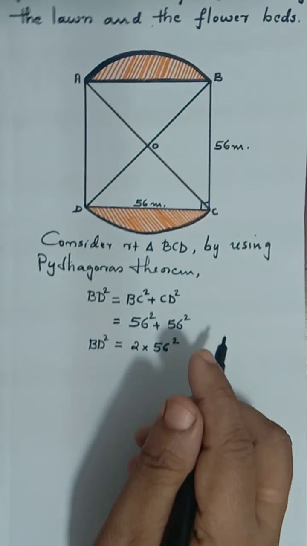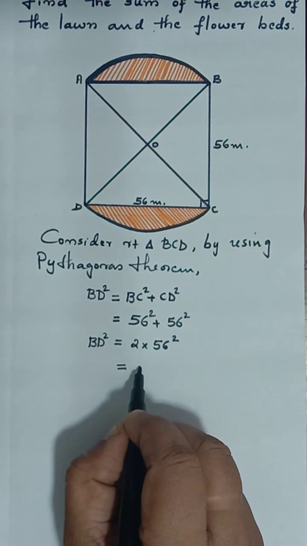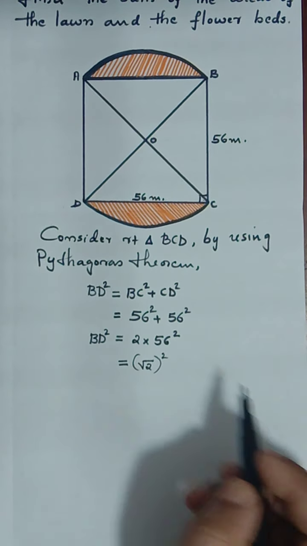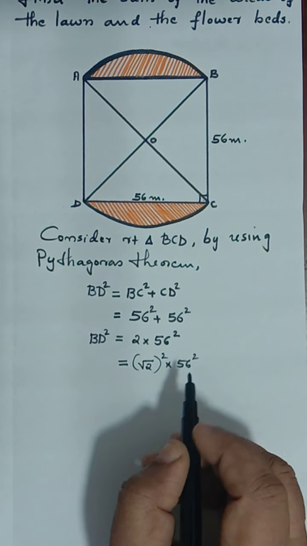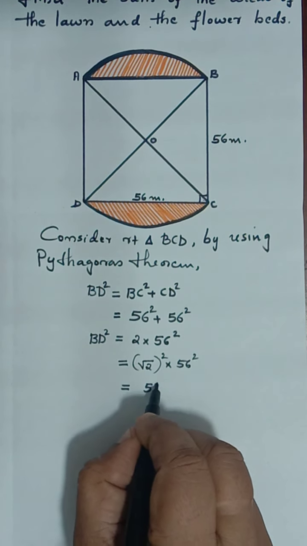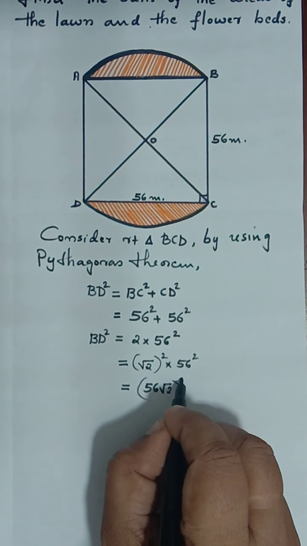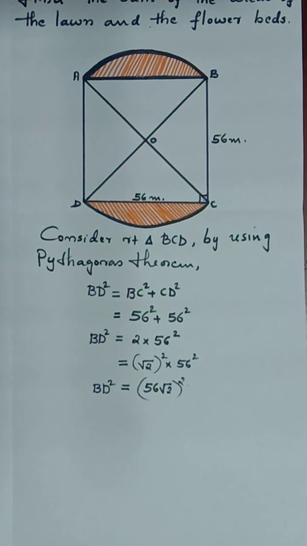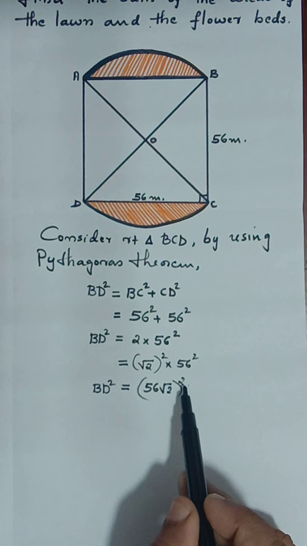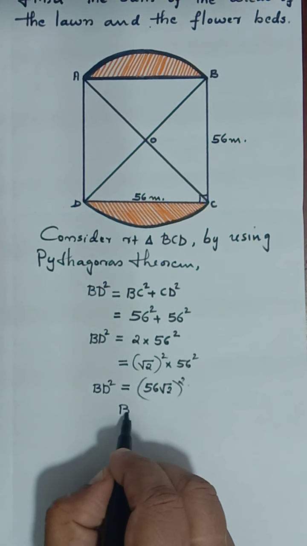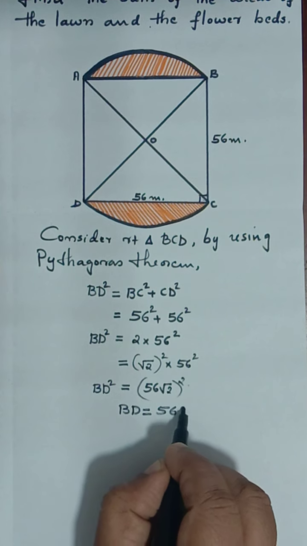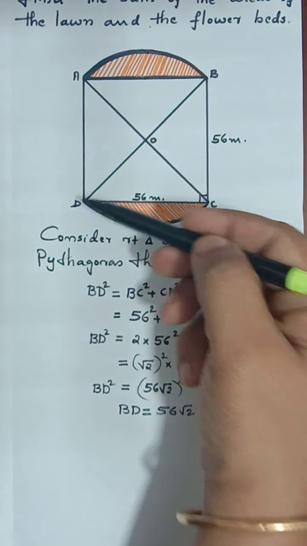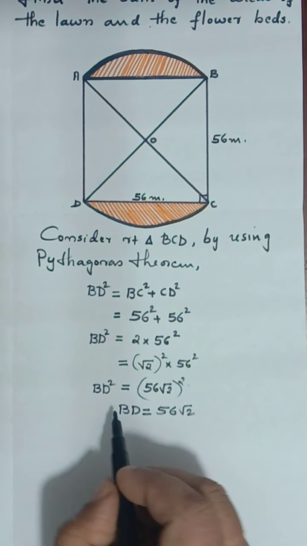Again we can simplify. The 2 can be written as root 2 square into 56 square. So this is equal to 56 root 2 whole square. So BD square is equal to 56 root 2 whole square. Both are having squares, so putting it together, what is BD equal to? It is 56 root 2. Here we have seen BD, that is the diagonal length, is 56 root 2.